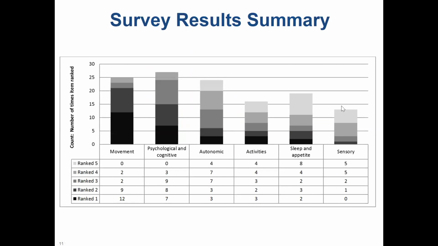So just an example of the survey results, where we saw that the things that were most important were movement, which is something we've seen a lot in the literature, but an underserved area really has been the psychological and cognitive effects of Parkinson's disease. And that was also very important to patients. And that's an important piece of information that we may have missed if we had only done a literature review and not actually worked with patients in the process.